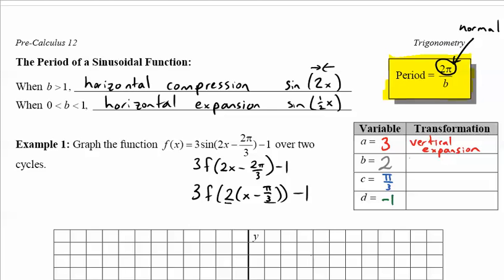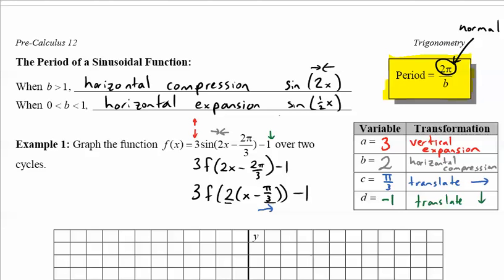The b value gives me a horizontal compression. So it's going to be 2 times skinnier than the original sine. The c value gives me a horizontal translation. And it's going over to the right. And my d value gives me a translation down 1 unit. Now if I'm going to graph this by hand, the b and c values are quite difficult to graph, but the a and d are not so bad.